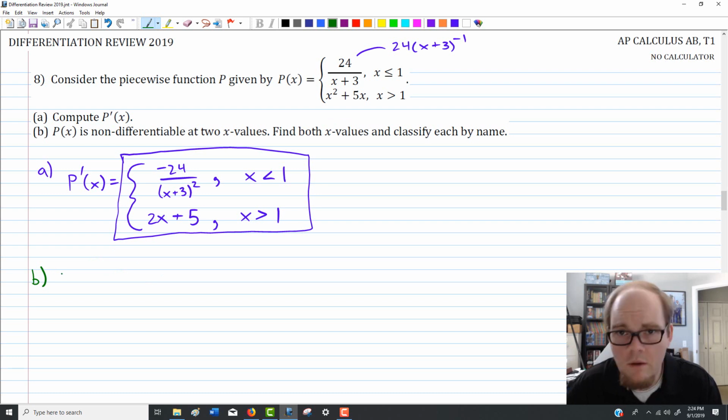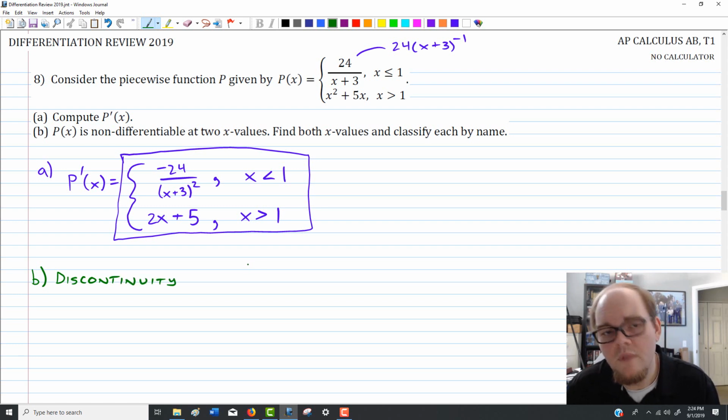The first thing I want to remind you of are the types of non-differentiability we have. The first one is the simplest. If there is a discontinuity on the graph of that function, then it is non-differentiable there. If f is differentiable, it must be continuous. If f is not continuous, then f is not differentiable. So discontinuity is the first one.